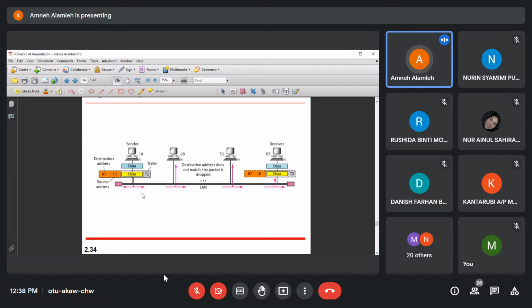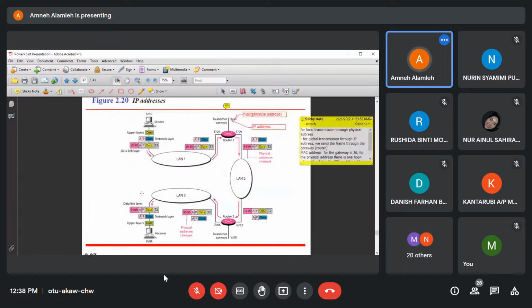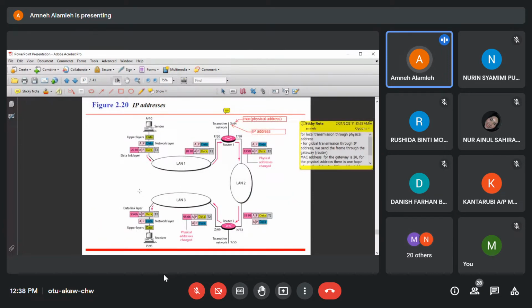When we say MAC or physical, we mean the same. Physical or MAC address in the same LAN, in the local area network, we use for transmission from the sender to the receiver. We don't need to use the IP address, okay? Then, what if we want to transmit and the receiver is on another network? He is not on the same local network. So we have to use the IP address.